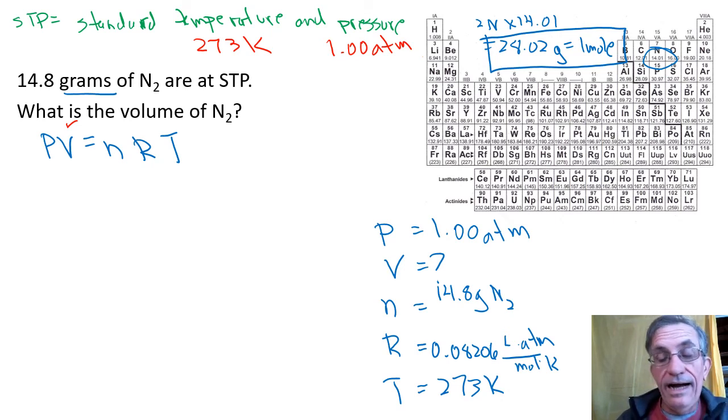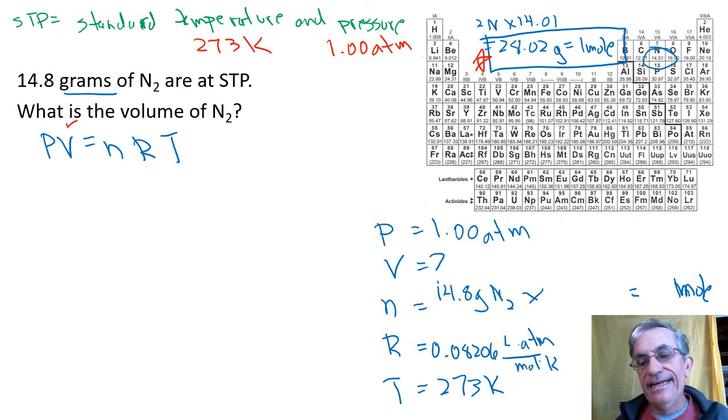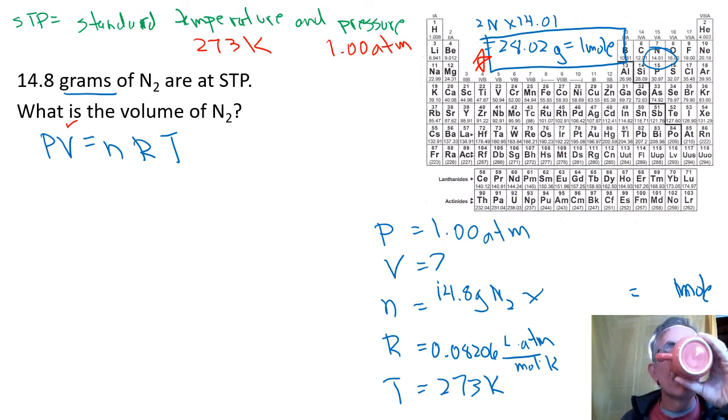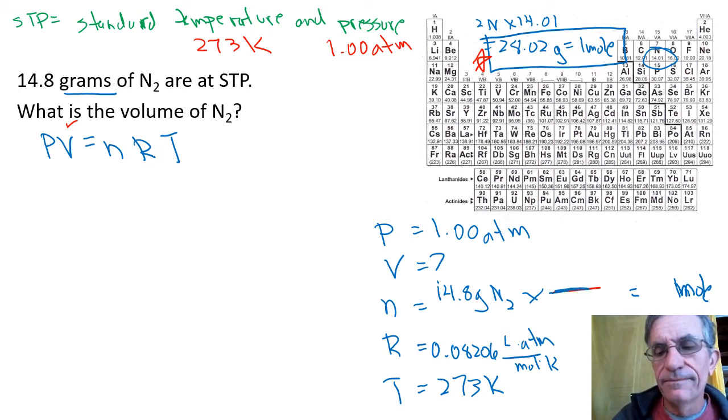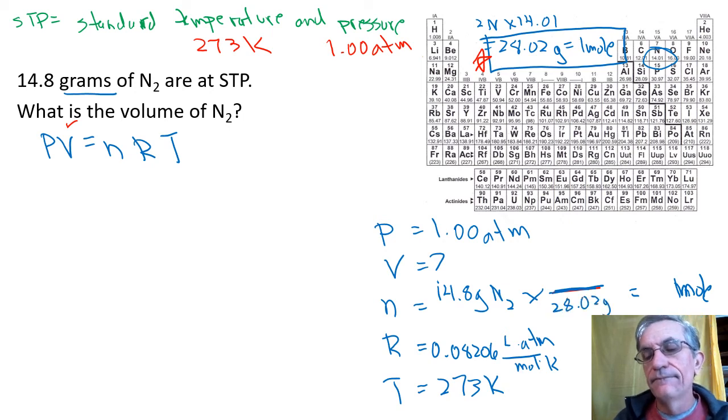So N is moles. Before I plug in, I've got to take my grams and go to moles. We got our conversion factor. I'm going to ask you the question I always like to ask: multiply or divide by 28 to get to moles? You should divide. So 28.02 grams would be on the bottom, and the 1 mole goes on top. If we use the weight off the periodic table and divide by it, that should work.